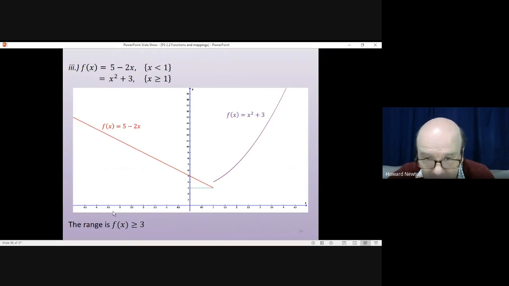Now, have I done it wrong? Have I not done it wrong? The range is f of x has to be greater than or equal to 3. It can't equal 3 because you can't actually be on the very end of the line. That's what this is saying. It means this greater than or equal sign here is wrong. It is a mistake. The range should be f of x has to be greater than 3, strictly greater than 3, because it can't actually equal the point on the end of the line. I hope that makes some sense.